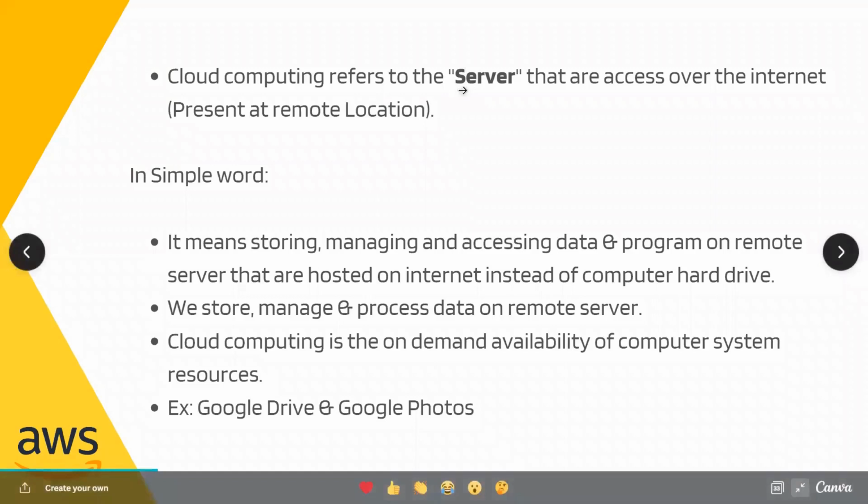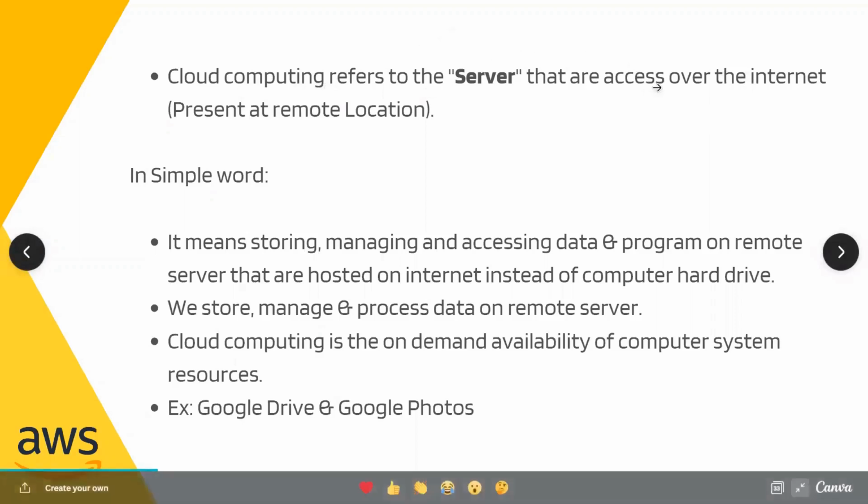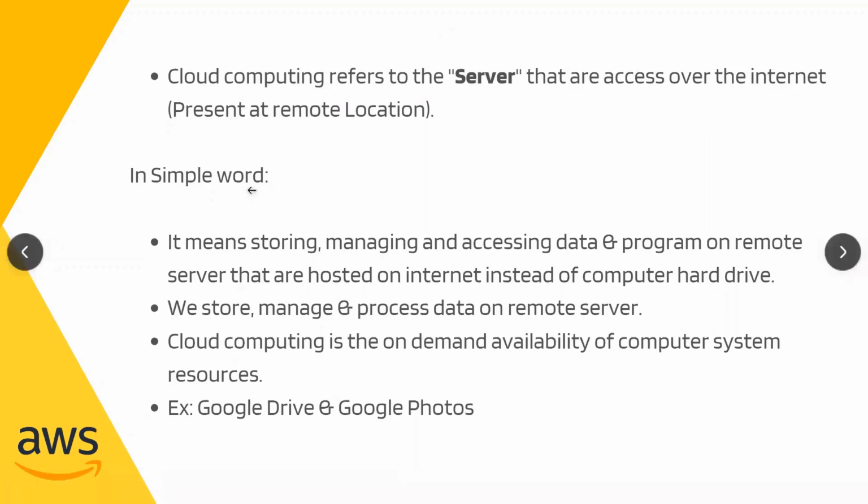A server is simply a collection of files which are stored at a remote location. So cloud computing just refers to that server being accessed over the internet. If we want to access any files on the server, we will make use of the internet. So cloud computing just refers to a server that can be accessed over the internet, which is present at a remote location. It's a very simple word.